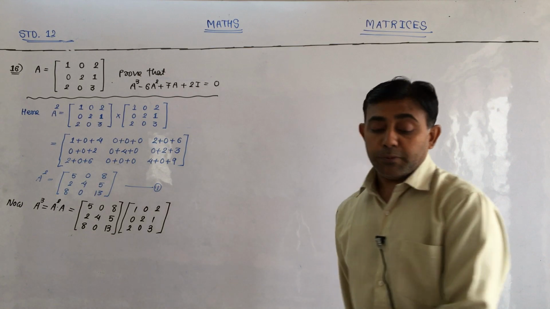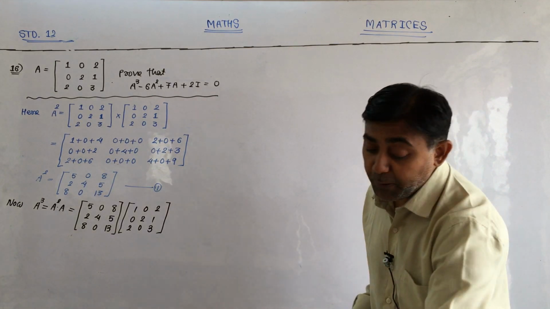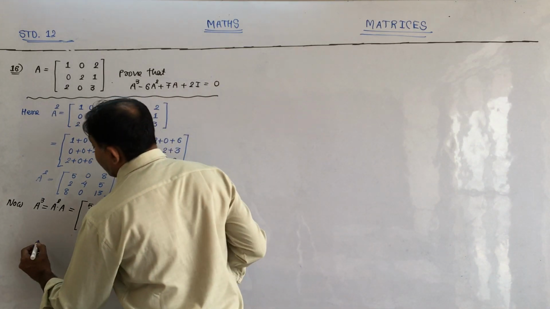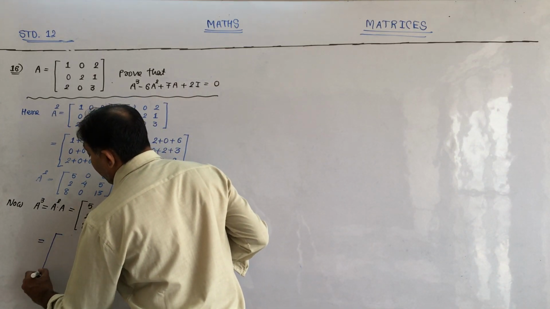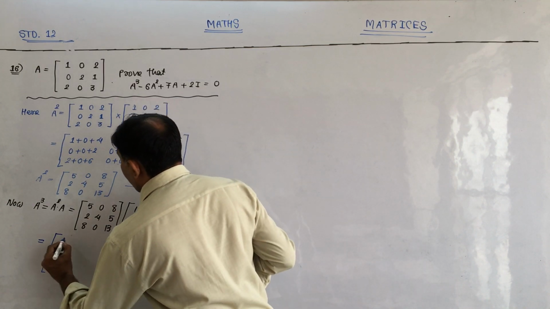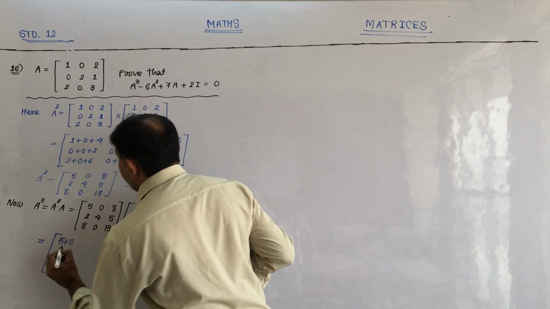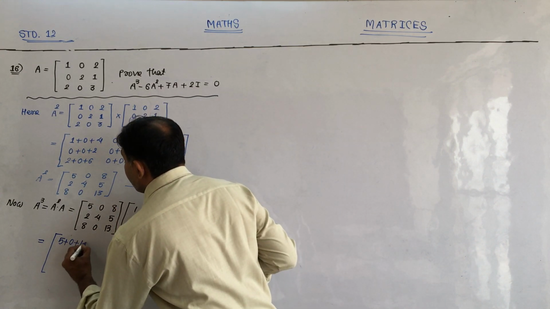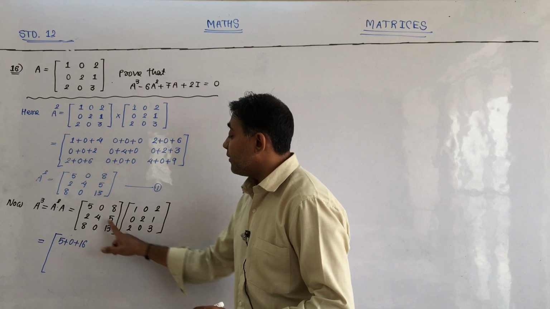This is A cube. And now let us multiply once again. So how can we multiply this matrix? With the same method. First row, first column. Let us count directly. 5 1s are 5 plus 0 and plus 8 2s are 16. See here, 8 2s are 16.